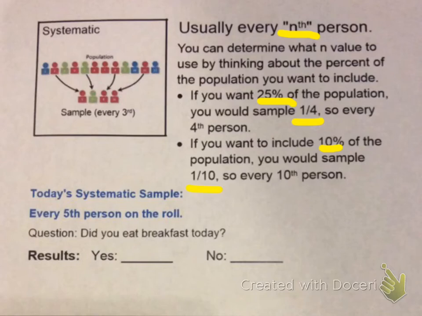So a systematic question that could be used today in class would be, did you eat breakfast today? And instead of asking you that, I'm going to ask only every 5th person on the roll whether or not they had breakfast today. You can take the results as yes or no. You could do tally marks or however you wanted to do it, but we would ask every 5th person on the roll.